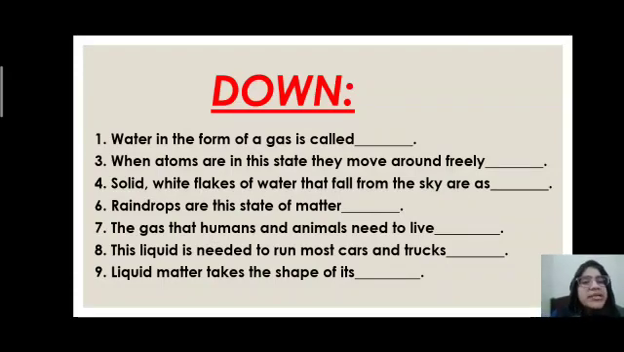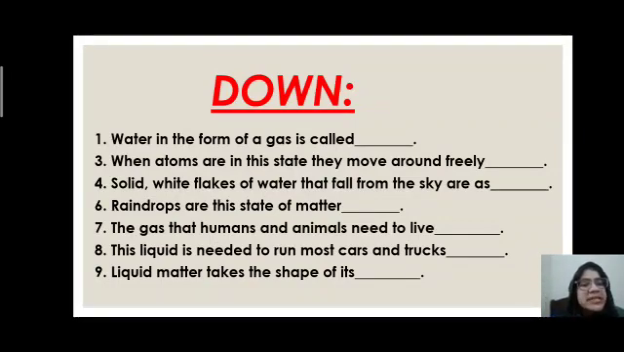Now moving on towards the next blank, solid white flakes of water that fall from the sky are as. For example, if you have seen in the foreign countries, the white flakes of water fall from the sky. What are those white flakes of water called? Write down the name of that.